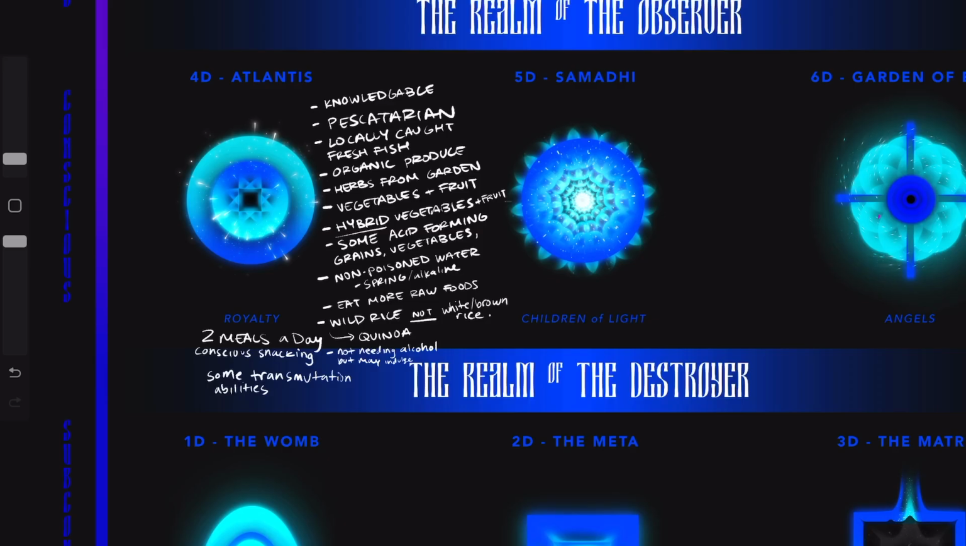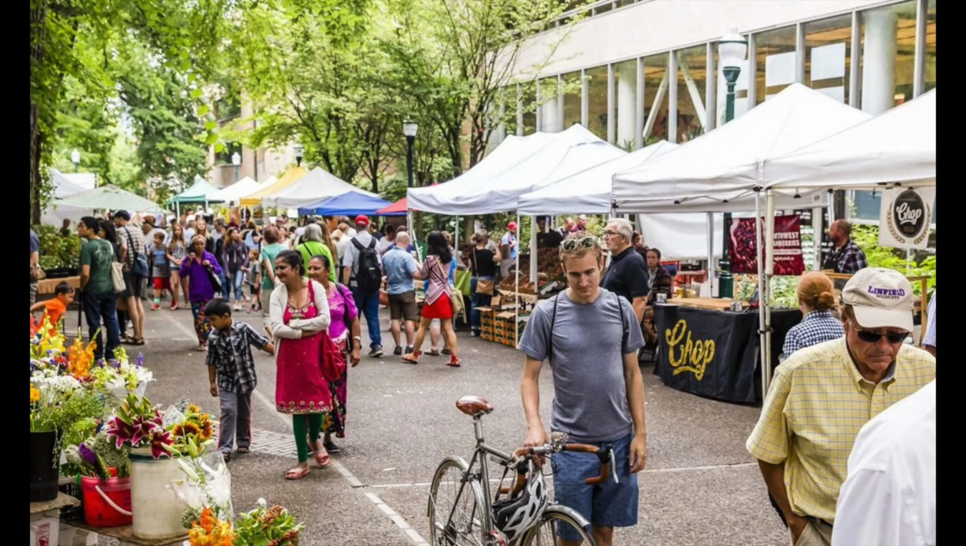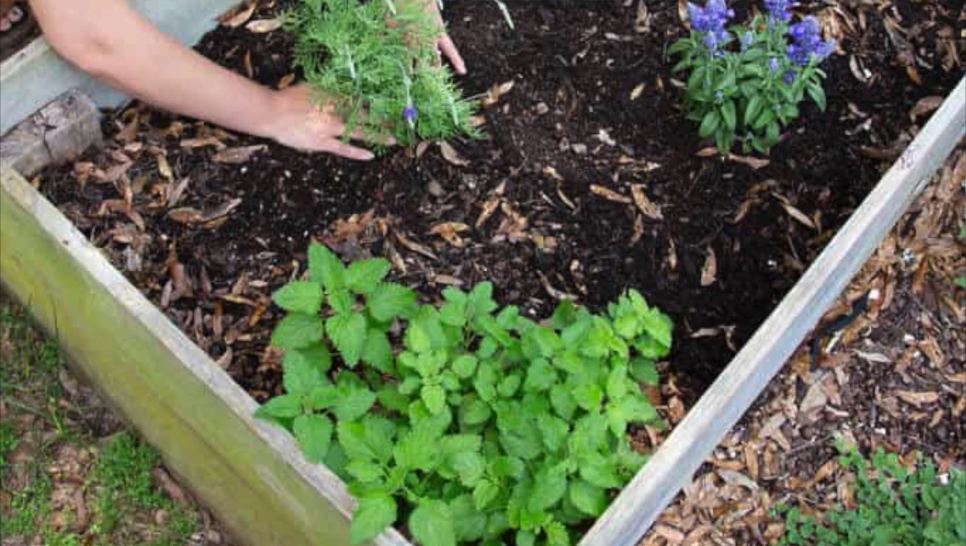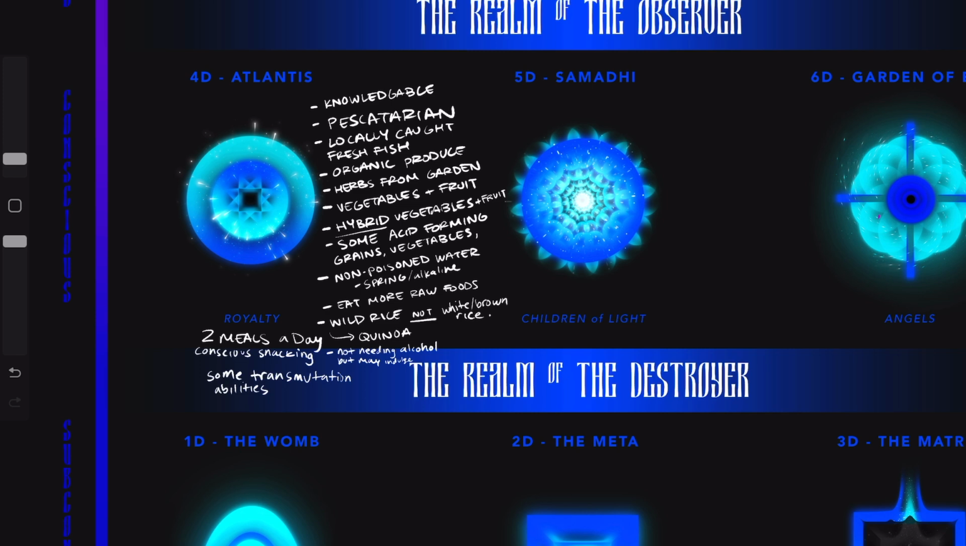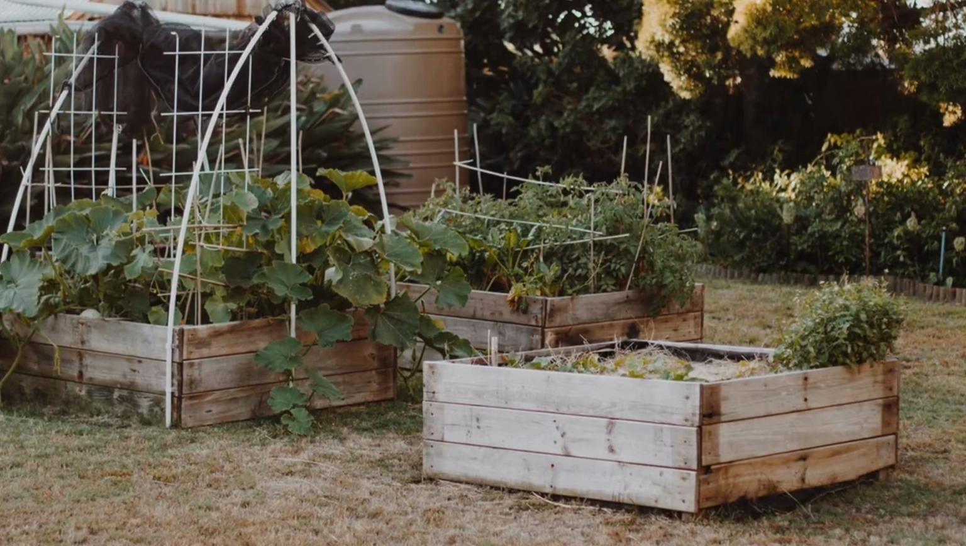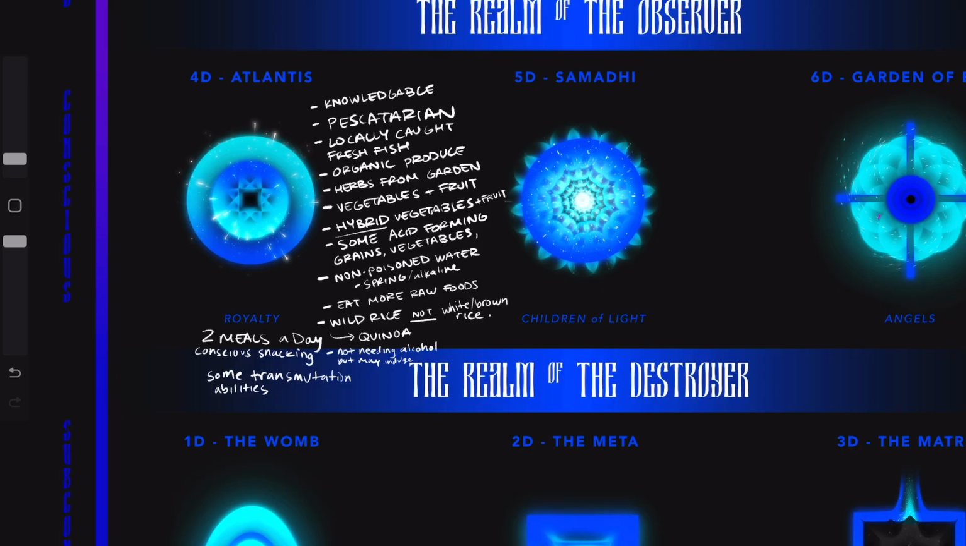You're now more interested in organic produce, maybe local produce, farmers markets. Maybe you've started growing herbs in your garden, because remember, Atlantis, the 4D, is all about sovereignty. How can I become more sovereign, more independent, more self-sufficient than I was in the Matrix? So maybe you've begun to grow vegetables, planted fruit trees, and you're using your own herbs that you know haven't been tampered with in the food that you're making.